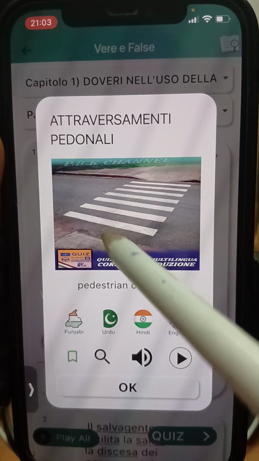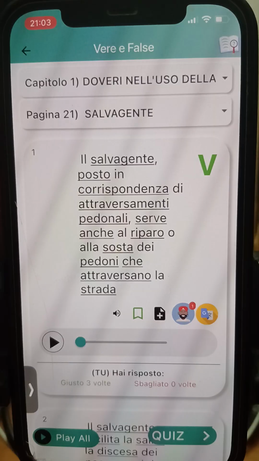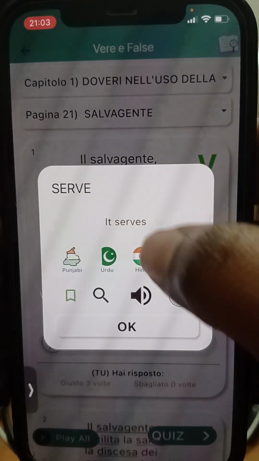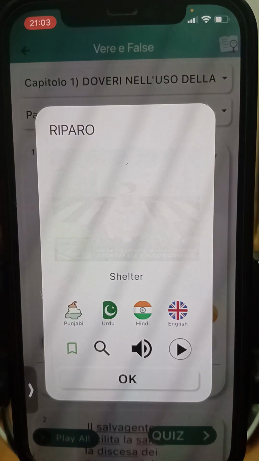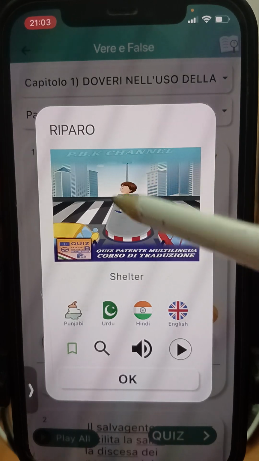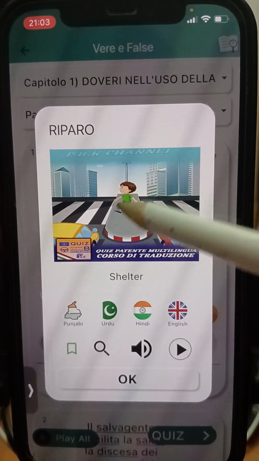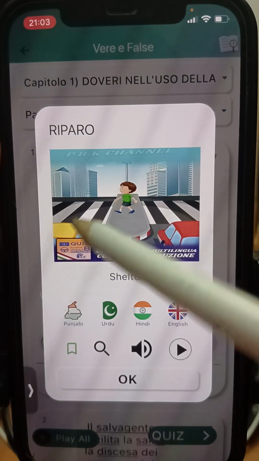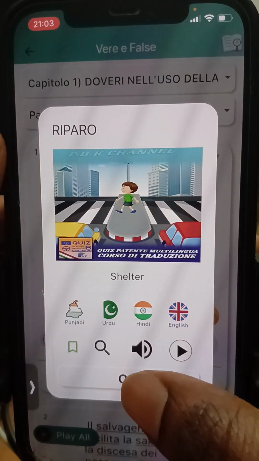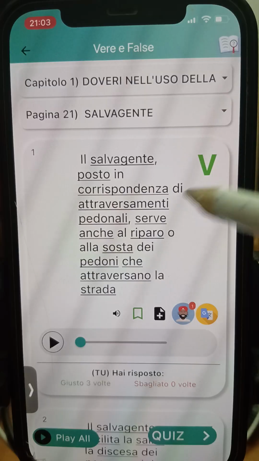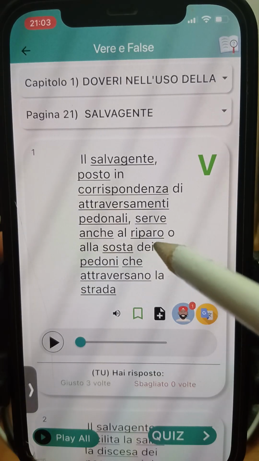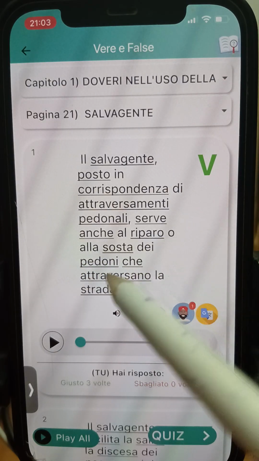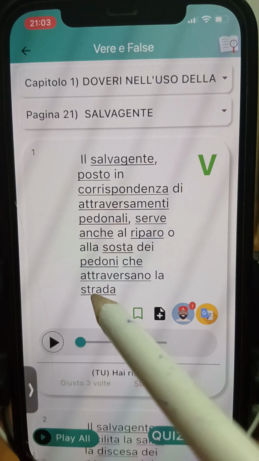When they post it here, it serves even as a riparo. Riparo means shelter. You can see the attraversamento pedonale as a shelter. Please write it down. Riparo means shelter. It says serve anche a riparo, it serves even as a shelter, or stopping for pedestrians that want to cross the road.